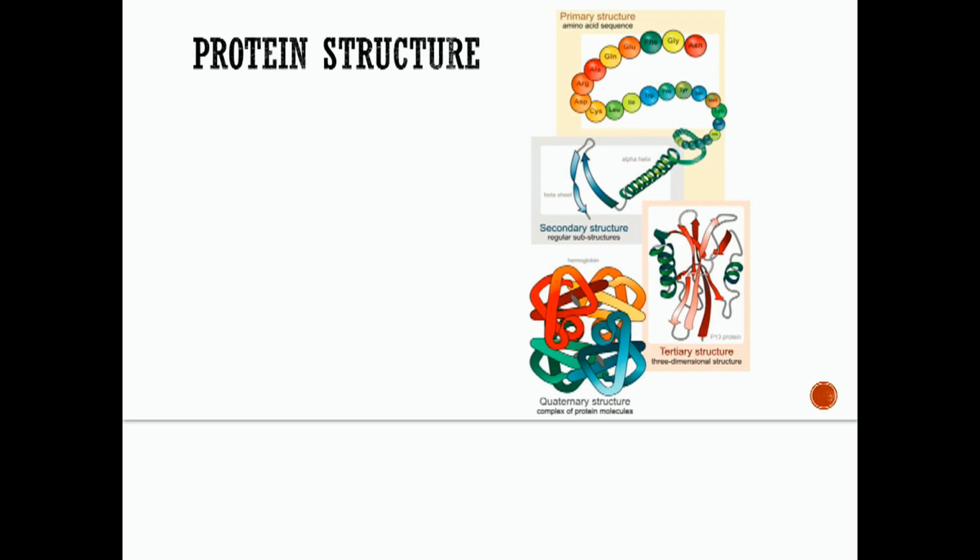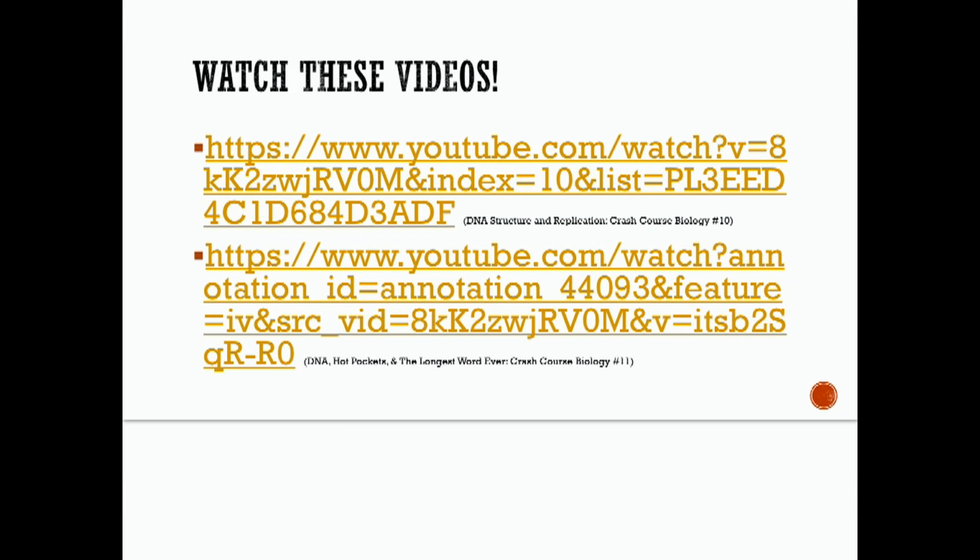The final structure of a protein is determined by the sequence of its amino acids. Once a chain of amino acids is produced, it undergoes a series of folds, bends, and twists to arrive at its final structure. And there are 4 distinct levels of protein structure. Come back later and watch these additional videos and take more notes, or pause and do this now.